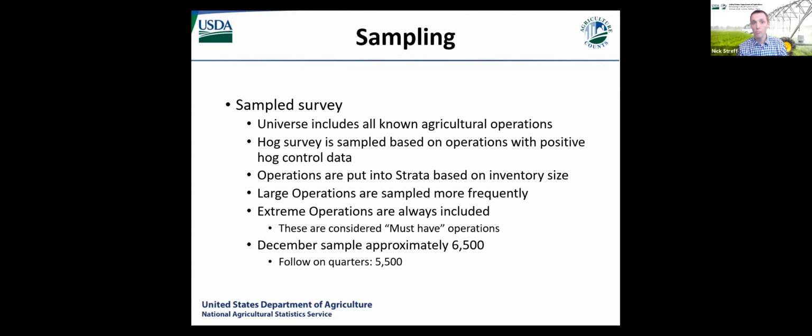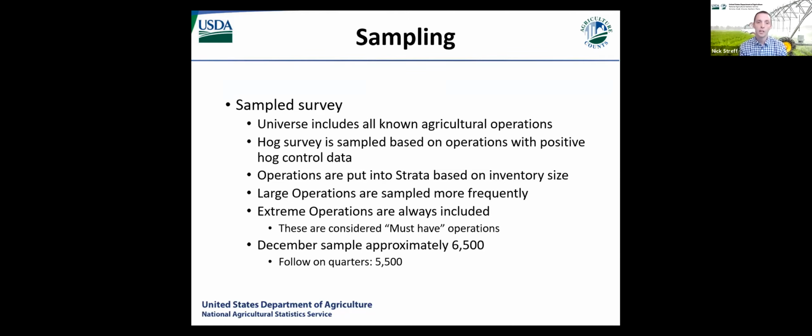However, the larger operators are sampled more heavily than a smaller operator would be, because our goal is to cover the percentage of inventory. And something to also know, once you get so large in a certain state, and each state's a little bit different, we call those our extreme operators. Those are sampled 1-to-1 every quarter. If you are one of those larger farms, you're going to be in the survey every single quarter because you're large enough that your report matters, that we need to account for it.